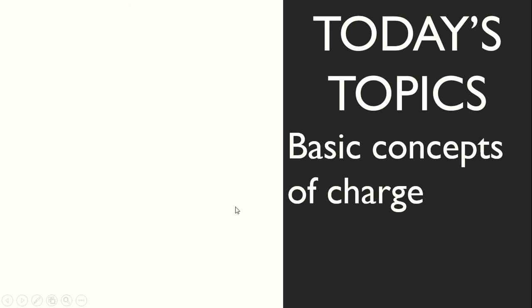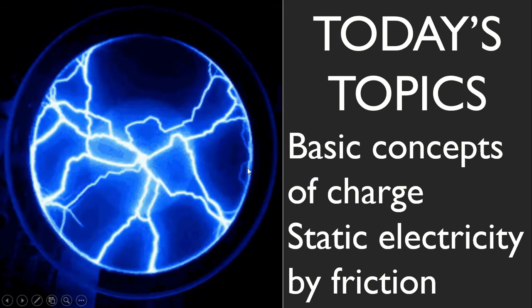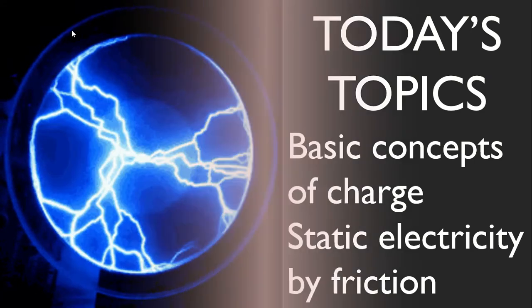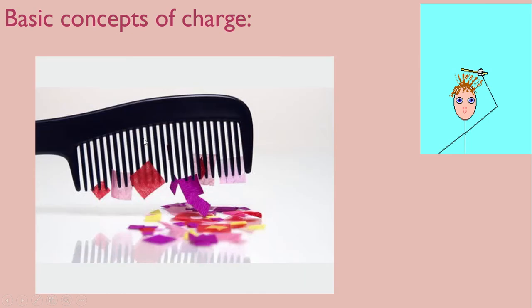Today's topics: basic concepts of charge and static electricity by friction. Basic concepts of charge. Dear students, if you comb your hair in winter and then hold the comb near bits of paper, you can observe this type of phenomenon. That means bits of paper are stuck to the comb.